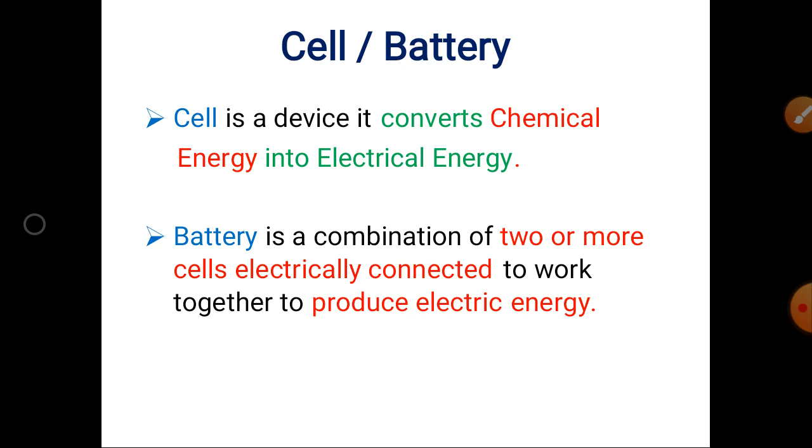So a single cell is called a cell. When a number of cells are connected together and give more voltage or more current, that is called a battery.